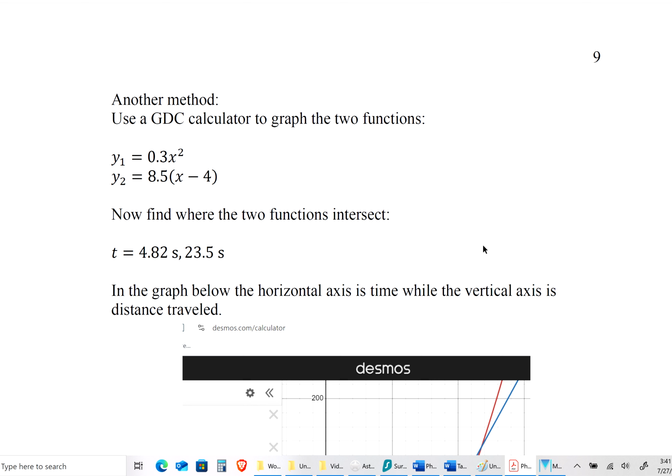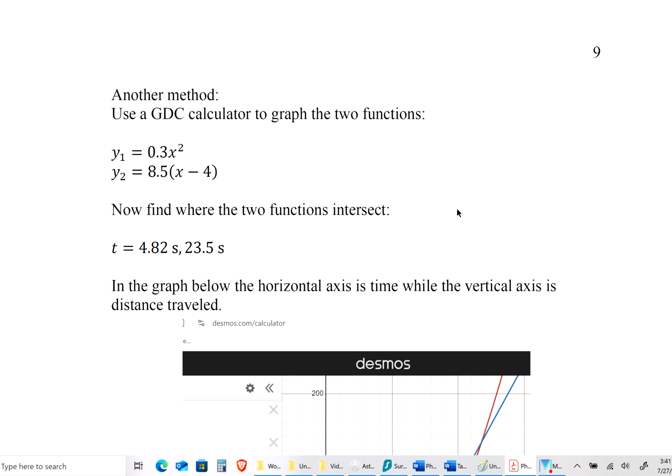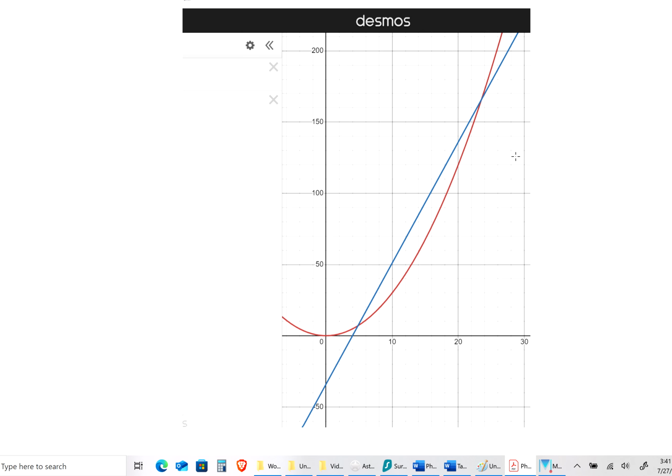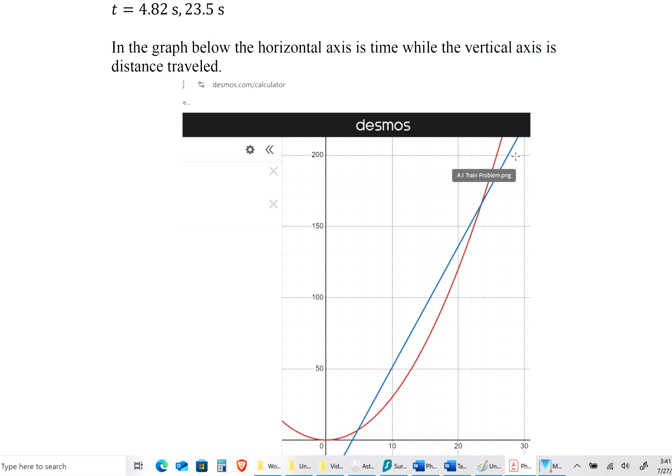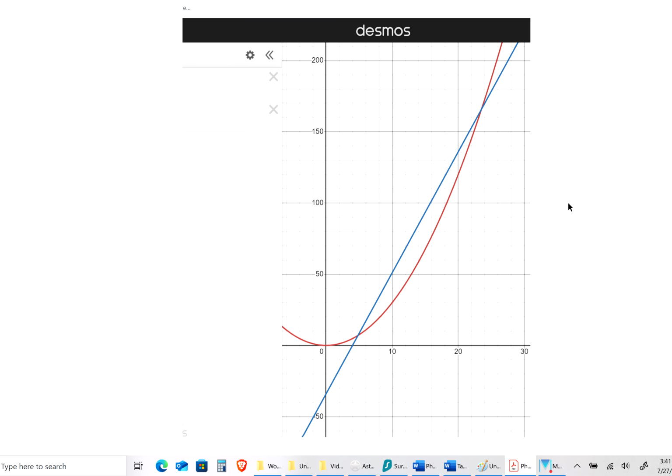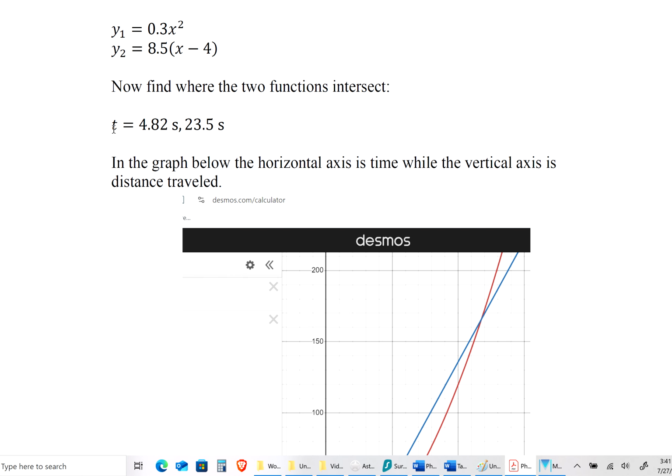Another method is to graph both of these using your graphic display calculator. So this is from the website desmos.com/calculator. You see the blue line is you, the red line is the train, and you and the train meet at 2 points, 4.82 seconds and 23.5 seconds.